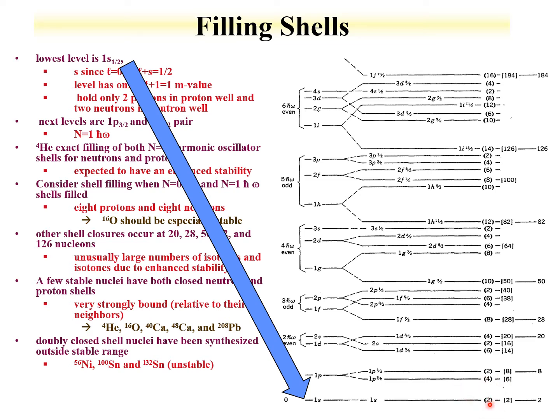So I can put two nucleons into the shell. For the proton side, I can put two protons. For the neutron side, I put two neutrons. These are the total number, and that's a magic number. So for the shell model, there's a component that is for the neutrons and a component that's for the protons.